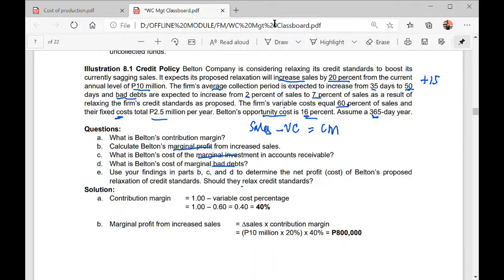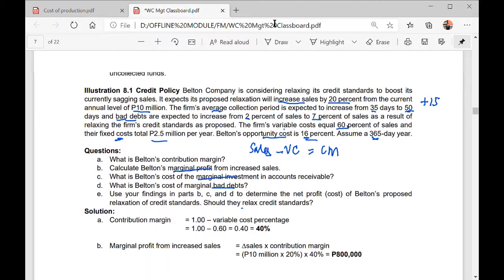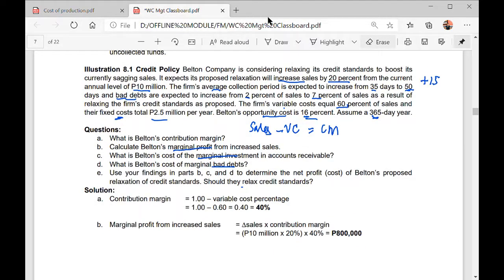So sa letter A, what is our contribution margin? So I have already presented to you the formula, diba? The sales minus variable cost is equivalent to our contribution margin. So therefore, our solution here is 1 minus 0.60 equals 0.40, or pwede ko na siya 100% minus 60% is equivalent to 40%.